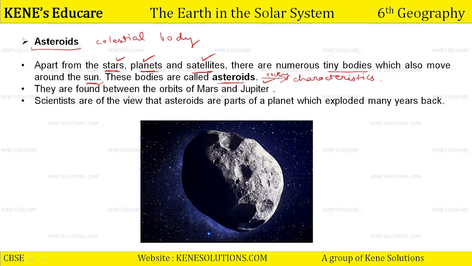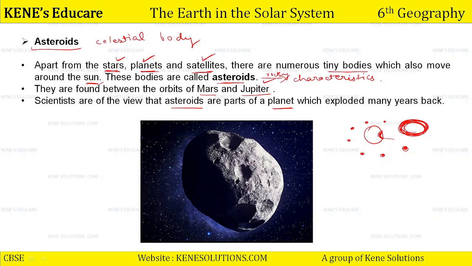Alright. Asteroids are found between the orbits of Mars and Jupiter, I showed you. Scientists are of the view that asteroids are part of a planet which exploded many years back. So, scientists aisa kehte hain na, there was a planet and it was revolving around the sun, right? And then, during this revolution only, a part of planet got exploded, okay? And the part which got exploded kept on revolving in the universe, and this is asteroid. So basically asteroid, as per scientist, is a part of planet only.